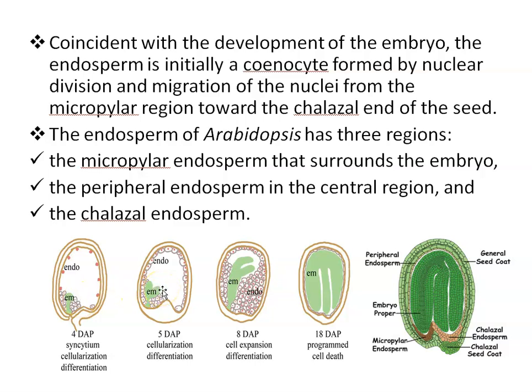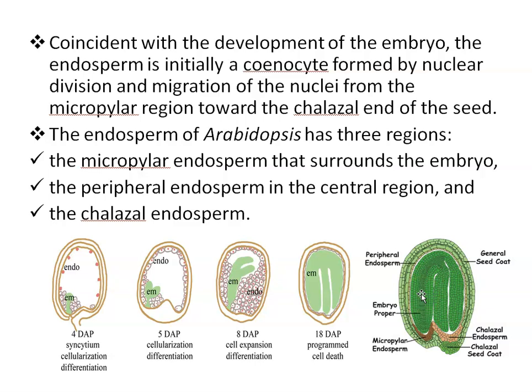5 days after pollination, cellularization and differentiation. 8 days after pollination, cell expansion and differentiation. 18 days after pollination, programmed cell death. And you can see here, this is the mature green stage of the embryo.